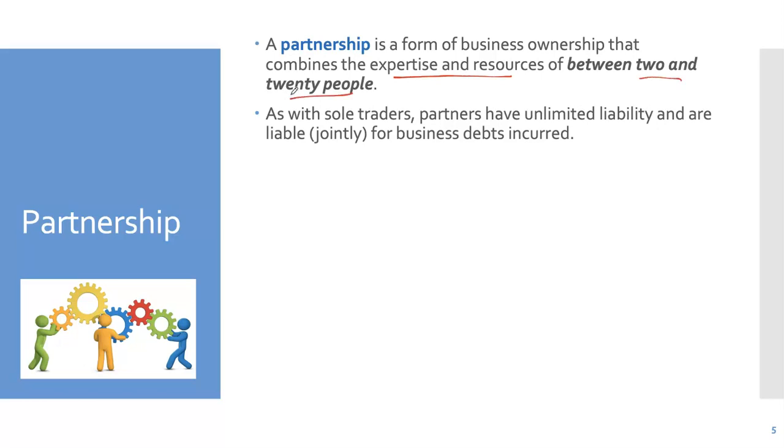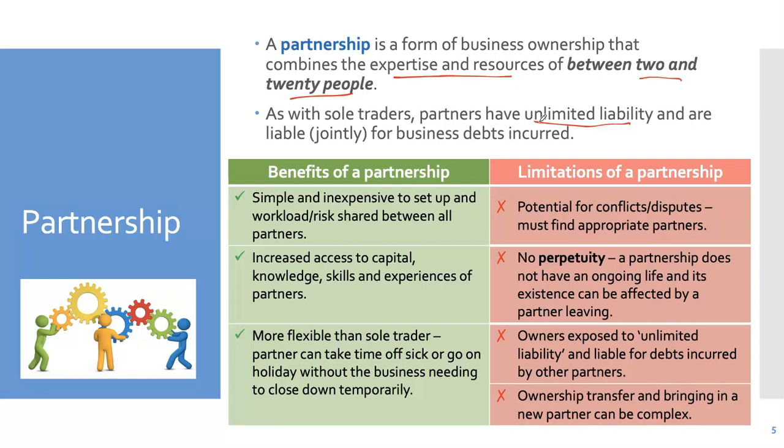And it's important to remember that specific terminology, because remember we're in year 12. So as with sole traders, they still have one specific disadvantage, and that is that they have unlimited liability. They are liable for all the losses in a business. But there are some specific advantages of being a partnership that set it apart from a sole trader. Yes, it is still simple and inexpensive to set up. And even more so, the workload or risk is shared between the partners. And that is a unique advantage to a partnership compared to a sole trader.